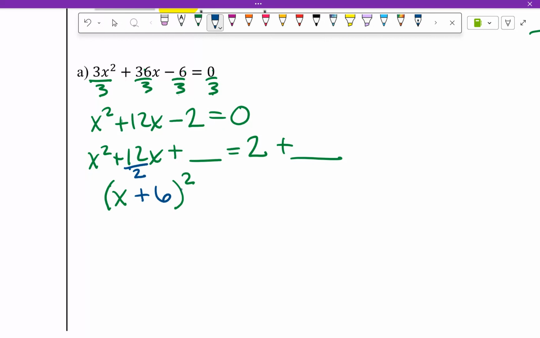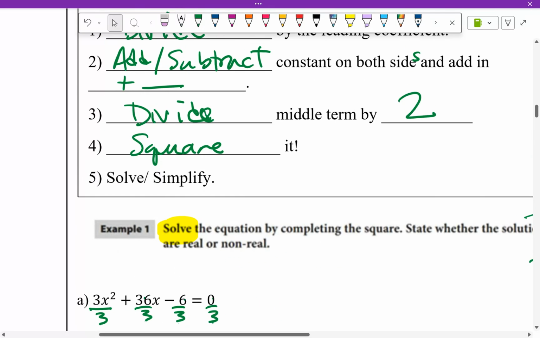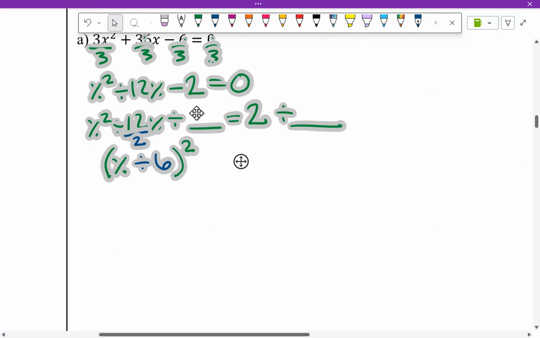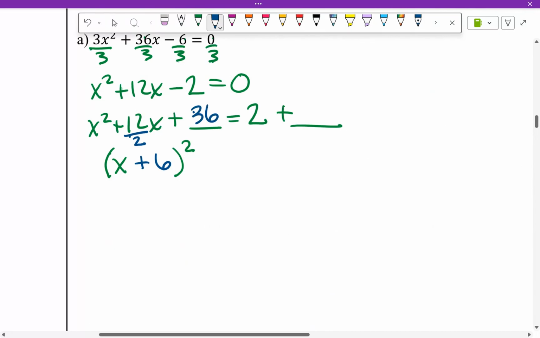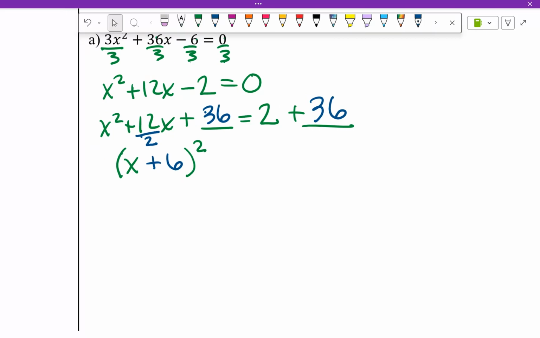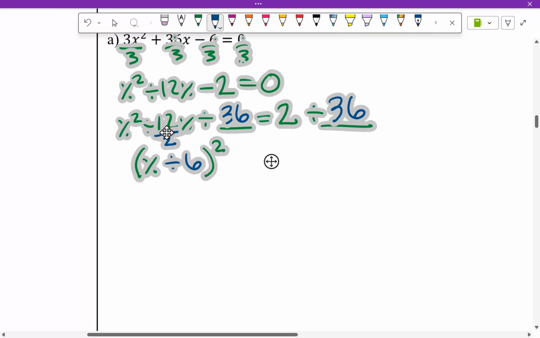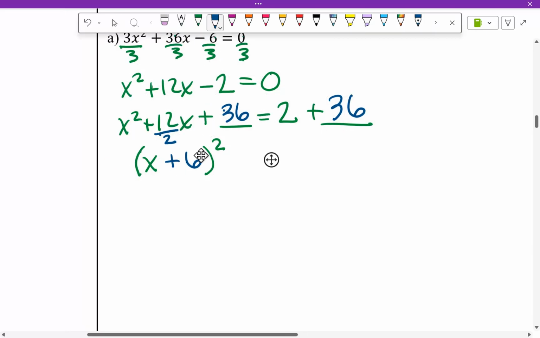What do I have to do to this 6? Oh, sorry. We haven't learned all the process yet. We're going to square it. I'm used to just asking the questions. All right, so we're going to square it. Whatever I put on the left, I also have to put on the right. So I did divide by 2, then I took this number and I squared it, whatever I got when I divided by 2.